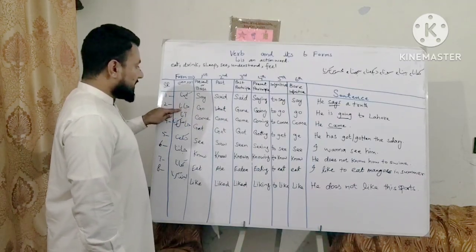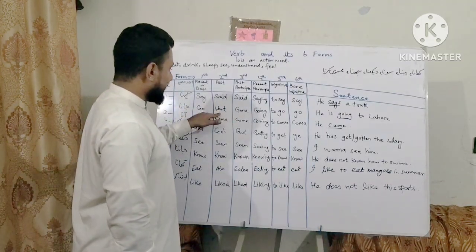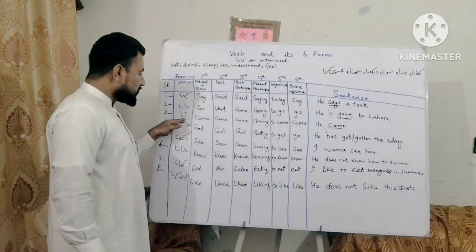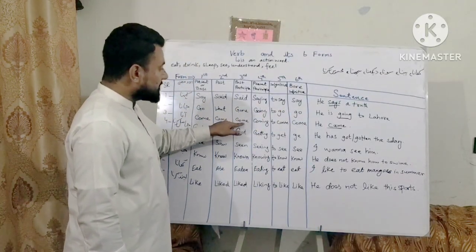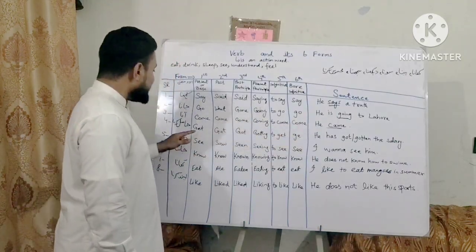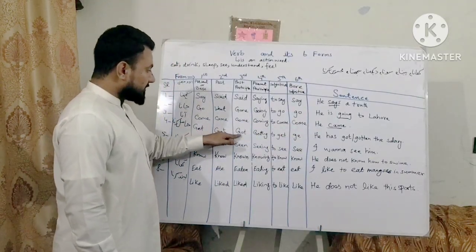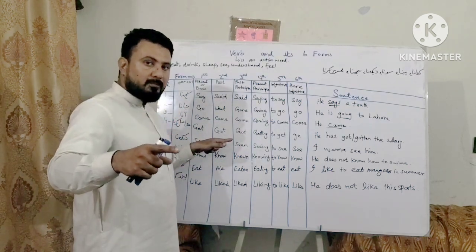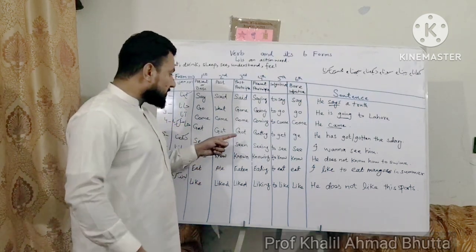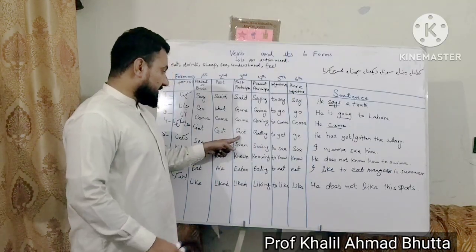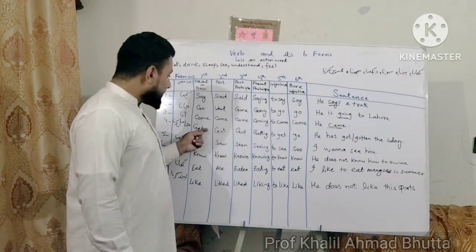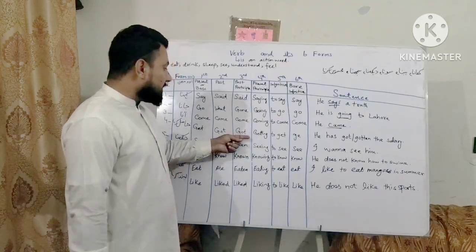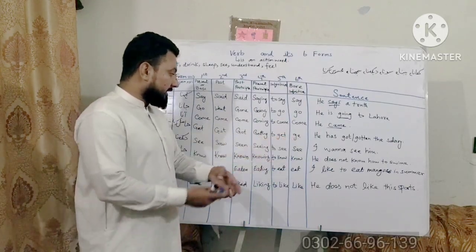Go, Urdu meaning jana. Went is the second form. Gone is the third form. Going, to go, go. Come, Urdu meaning ana. Come, came, come, coming, to come, come. Get, hasil karna. Got. In the past, got was gotten, but later got has become the third form as well. So students, get, got, was gotten, but now get, got, getting, to get, and get.